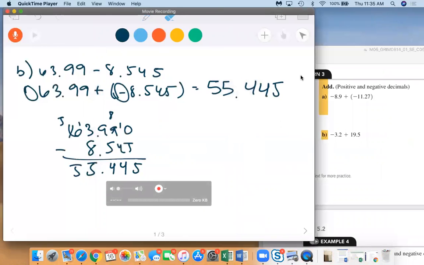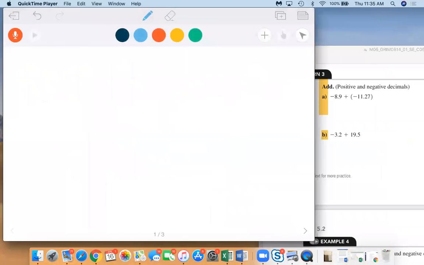Okay. All right, so we are on part A where we have negative 8.9 plus negative 11.27. And I want to point out, this is where it would have gotten complicated if let's say that this was positive and this was just a subtraction problem. So that's another reason. All right.